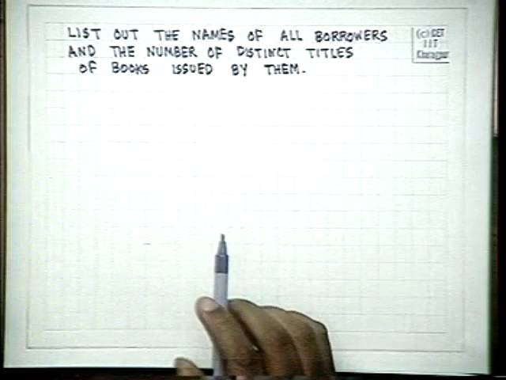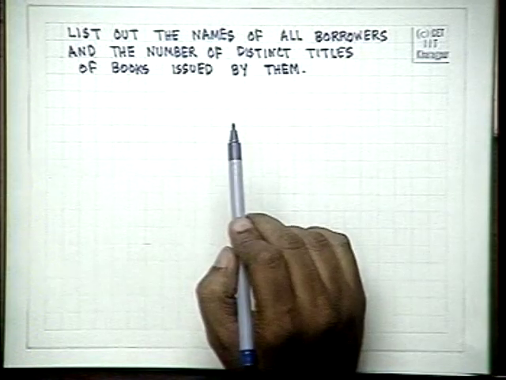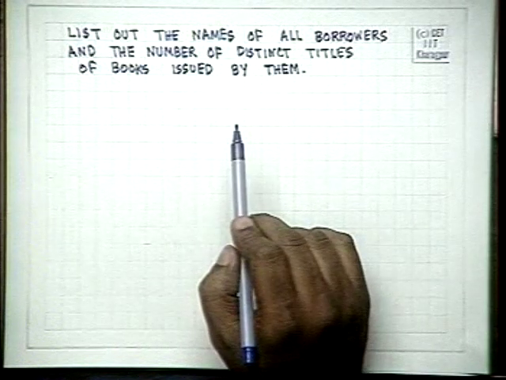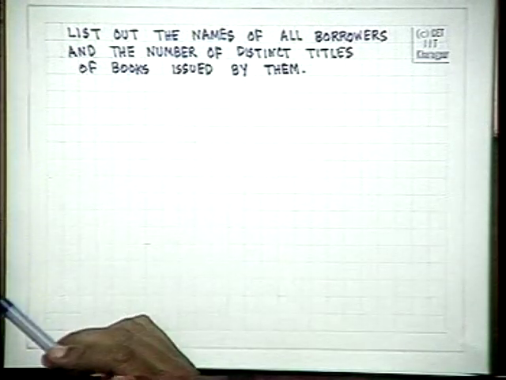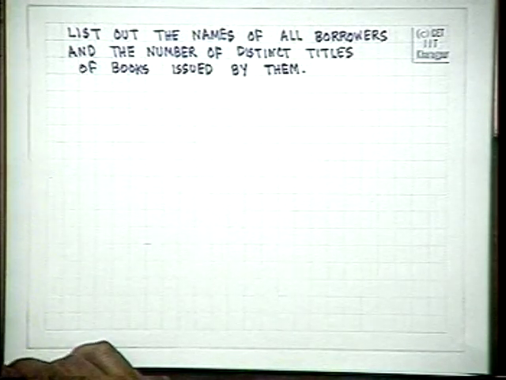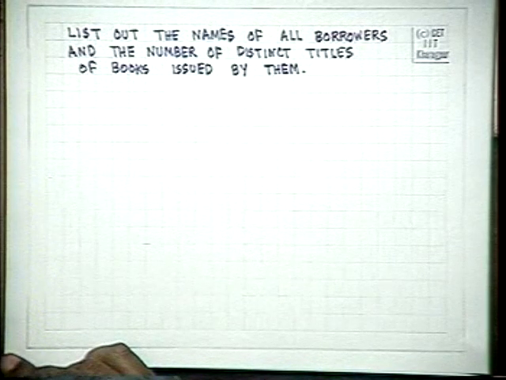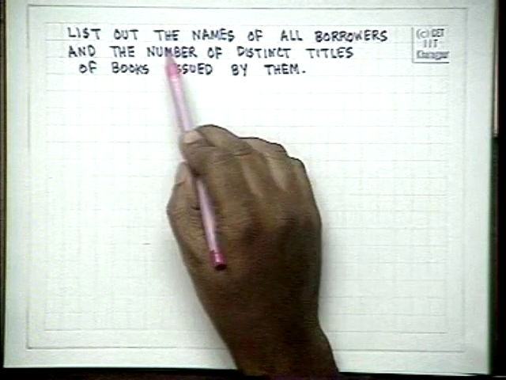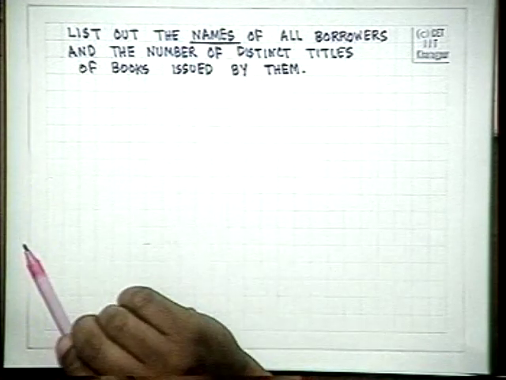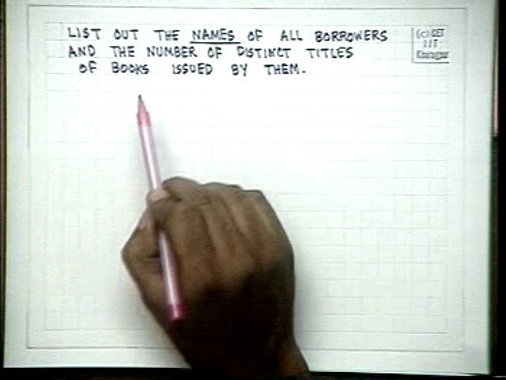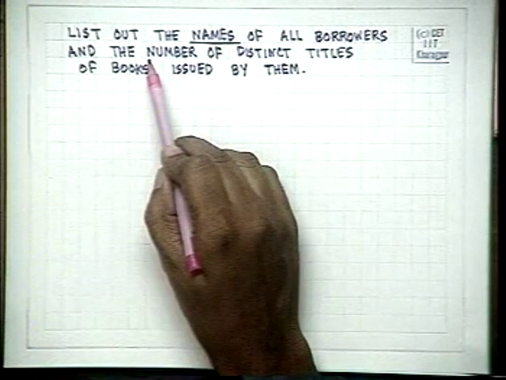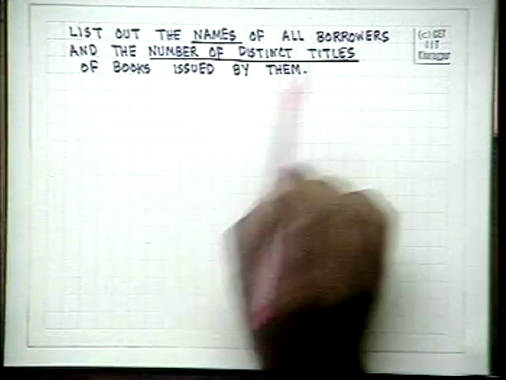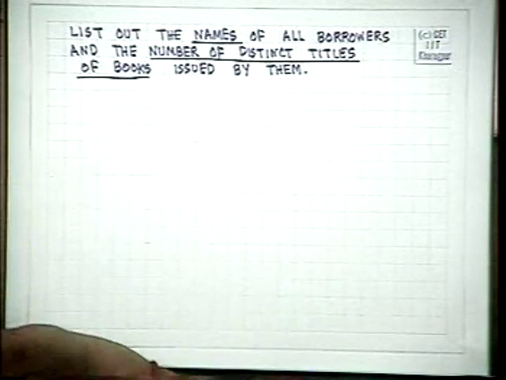We will take an example. A question was asked regarding distinct, the use of the distinct function here. So we will take an example which tries to answer that question. List out the names of all borrowers, that is B name, and the number of distinct titles of books issued by them.